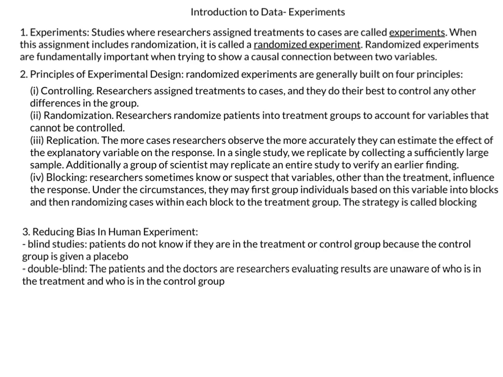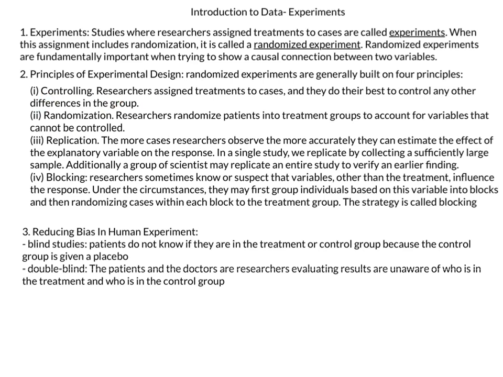The principles of experiment design: randomized experiments are generally built on 4 principles. 1, controlling. Researchers assign treatments to cases, and they do their best to control any other differences in the group. In this sense, the word controlling is not the same use of the word when we say treatment and control groups. Just because we have treatment and control groups, that is not what this principle is talking about. In the main part of our video, we'll do some examples to show how we best control any other differences in the group that might affect our results.